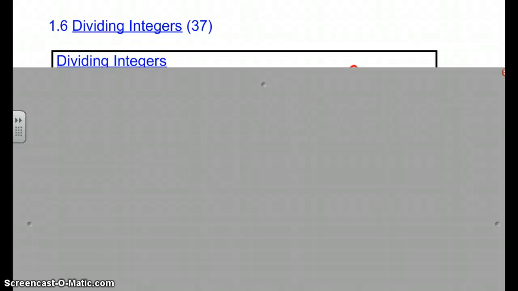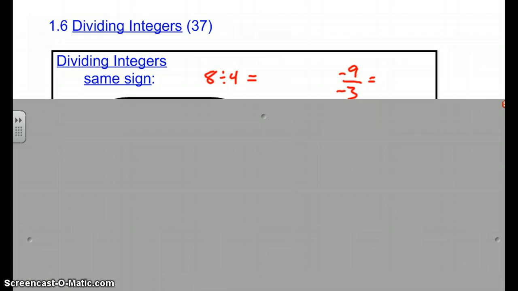Back here. We're in chapter 1, section 6, dividing integers today. So just a short little lesson on dividing integers, and then you're on your way today, because you have done this before. There are two possibilities when dividing integers. We can divide integers that have the same sign, or we can divide integers that have different signs. So let's start with the same sign.